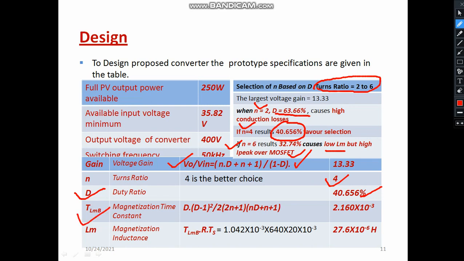Afterwards, I have computed the magnetization time constant by using the formula, and I obtained the value as 2.16 into 10 to the power minus 3. And also the value of magnetization inductance I have computed using the particular formula, which I have received from the base paper. I would like to share that base paper later on. The value of magnetization inductance will be 27.6 microhenry.